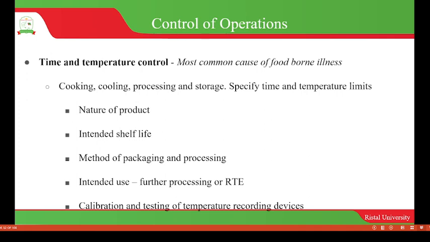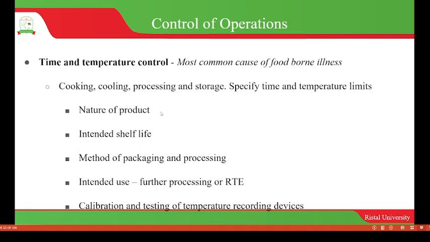Then, still under the control of operation, we have to always do temperature and time control, and this is very important because it is the most common cause of foodborne illnesses or diseases. We can do this time and temperature control during cooking, cooling, processing, and storage. During these processes, we have to always ensure that we specify the time and temperature limits during all these processes.